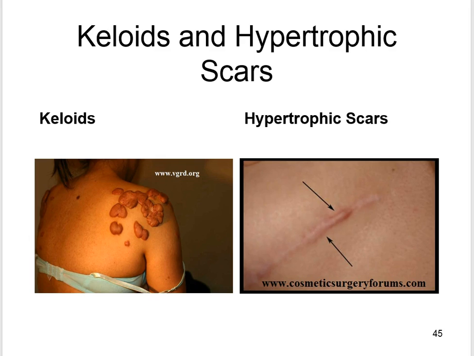Keloids and hypertrophic scars. So these are keloids over here. They extend beyond the wound site and do not regress spontaneously. They occur because of excess collagen formation in the skin during connective tissue repair. And these usually occur secondary to trauma or surgery. Now, the hypertrophic scars, on the other hand, are confined to the site and generally regress over time.